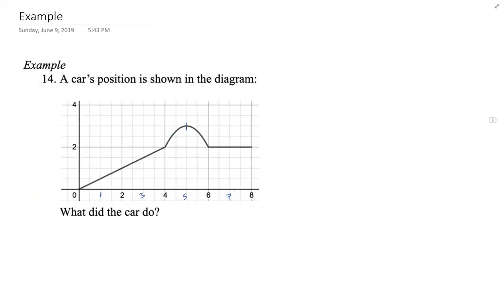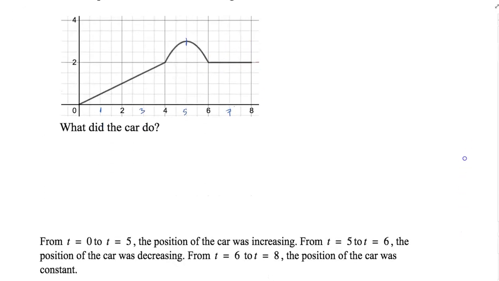Okay, let's look at an example. This example says a car's position is shown in the diagram. What did the car do? Notice between 1 and 4, we have an upward sloping line from left to right. Between 4 and 5, it is a curve, but it's still upward sloping. Between 5 and 6, it starts going down in a curve, and between 6 and 8, it is flat. So what did the car do?